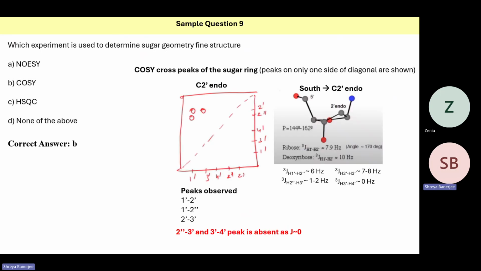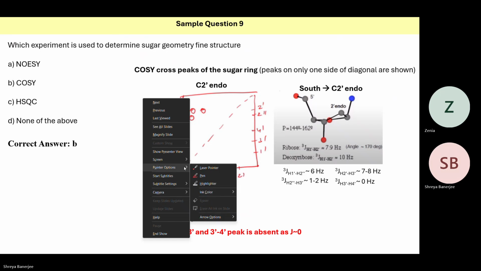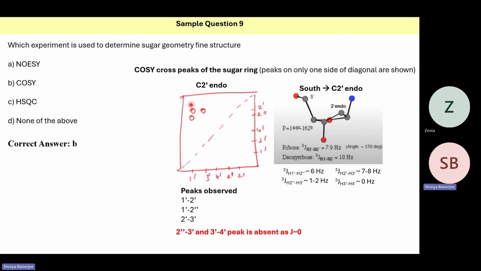So here it is COSY. COSY is all about the fine structure. The sugar geometry can be defined by COSY. For example, if you have C2 prime endo, in this there are 5 J coupling constants and 2 of them are very small. The 3 prime 4 prime is around 0 and 3 prime 2 double prime is around 1 to 2. So these peaks are not observed.